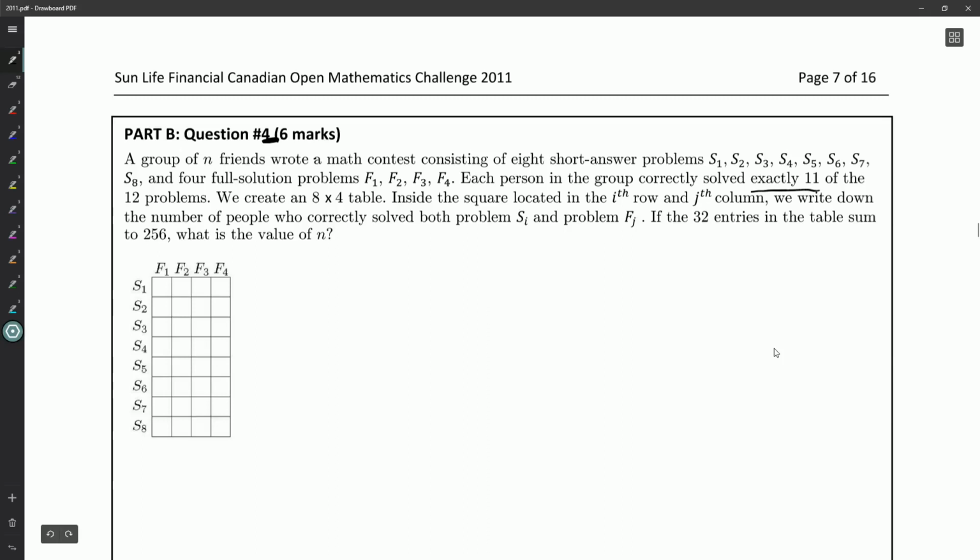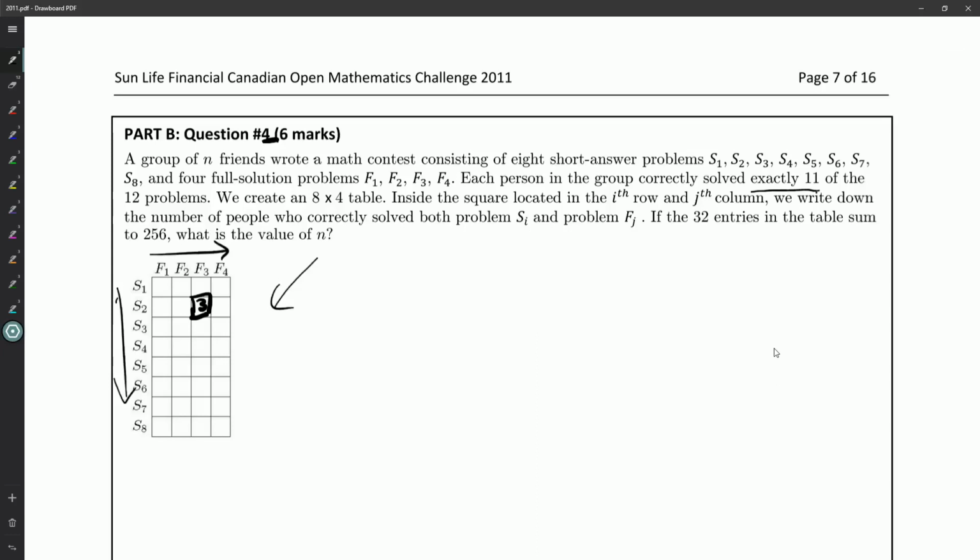We create an 8x4 table, this one here, inside the square located in the ith row, rows numbered this way, and jth columns numbering this way. We write down the number of people who correctly solved both problem Si and Fj. So if there was a 3 here, 3 people solved both S2 and F3. More people might have solved S2, more people might have solved F3, but the number of people who solved both of them is the number indicated here. If the 32 entries in the table add up to 256, what is the value of N?